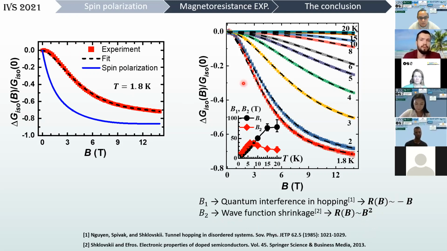In this figure, you can see the same data from this figure recorded at 1.8 Kelvin, but in addition to it, we plot here the contribution of the spin polarization effect. And as you can see, it is already saturated at magnetic fields above 11 Tesla.